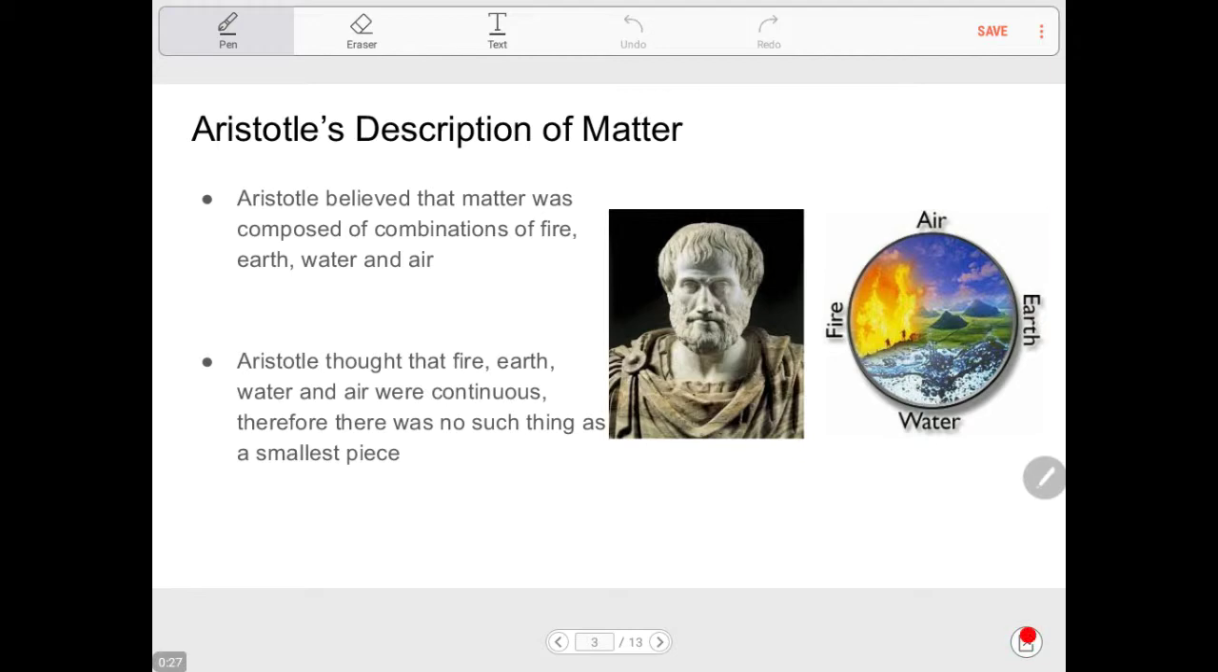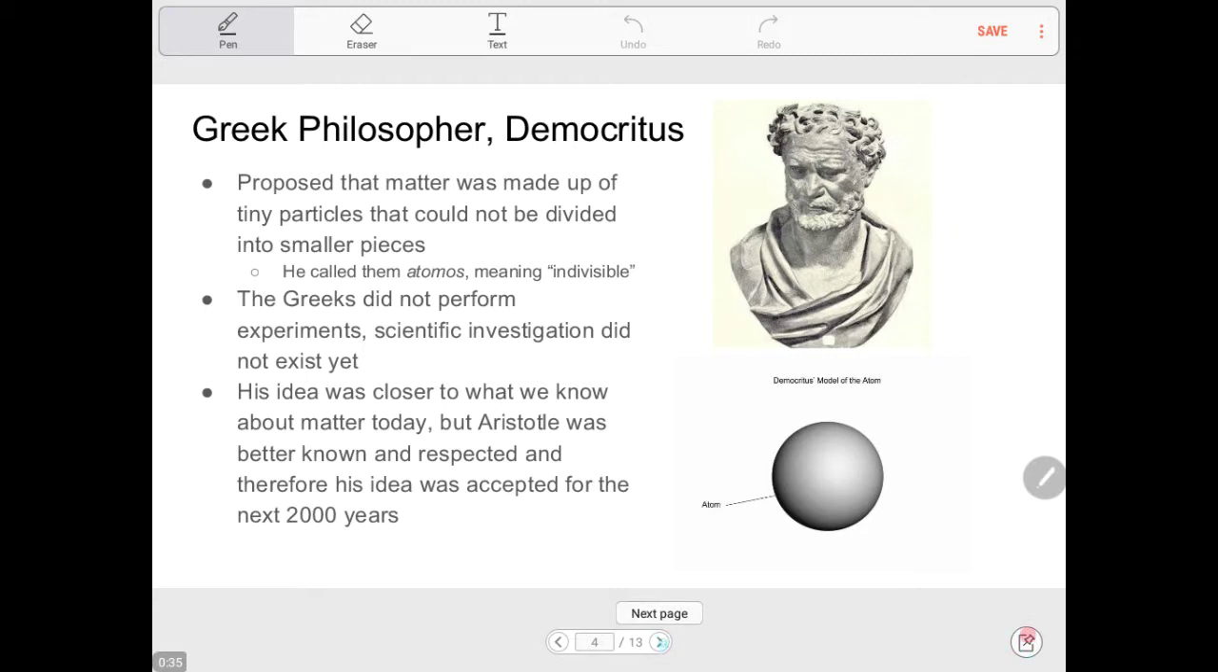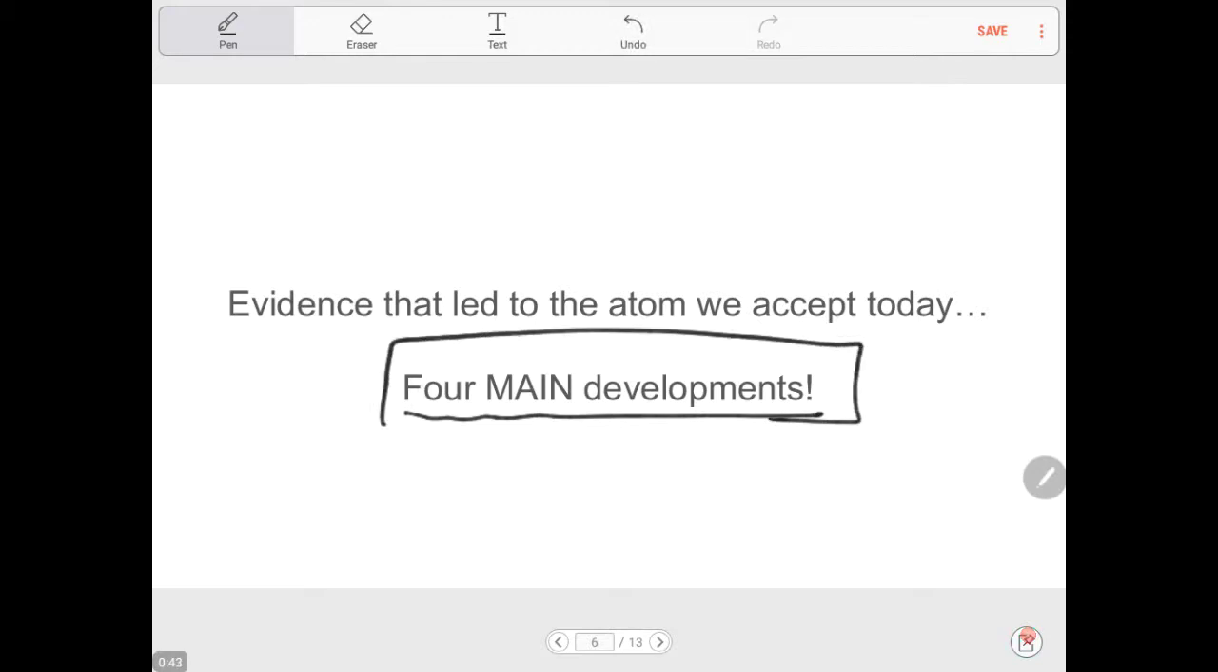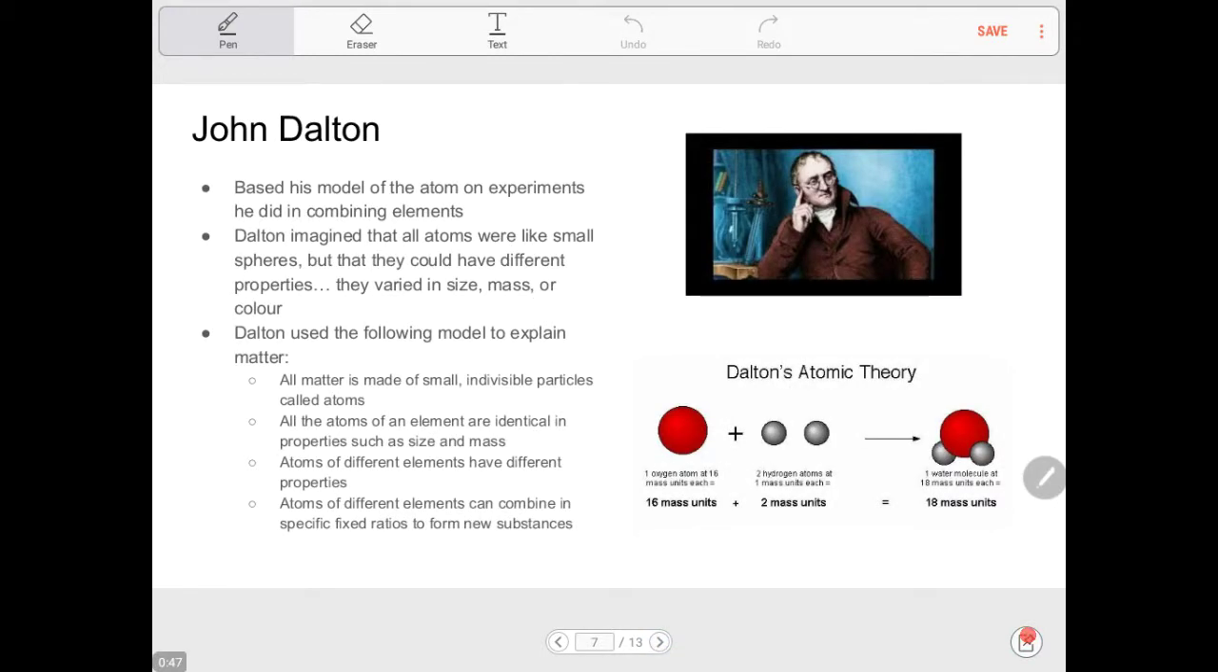They also are in the textbook. Read through them. These are just the very, very early contributions. Maybe not the most correct, but certainly led us towards what we have today. What I do want to focus on are the four main developments that led to the understanding of the atom that we have today. To begin, we have John Dalton.